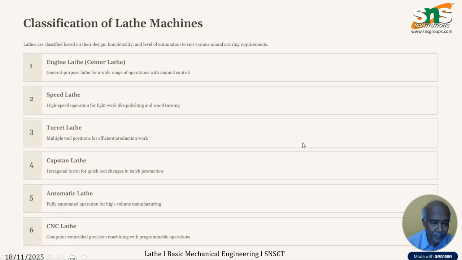Now we see the classification of the lathe. Generally we use the center lathe or engine lathe. Next is the speed lathe, used where more speed is needed. Next comes the turret lathe, which holds six tools at the same time for more operations. Next is the capstan lathe, where only certain operations can be done. The automatic lathe was earlier used as a power driven lathe. Finally comes the CNC lathe.